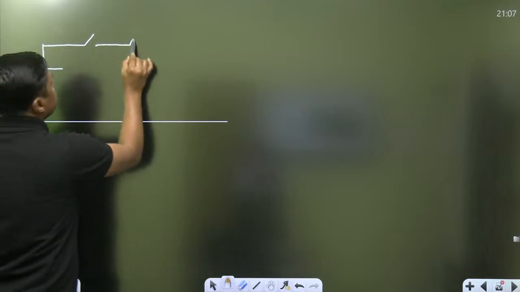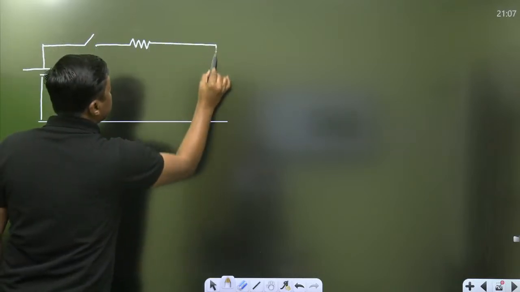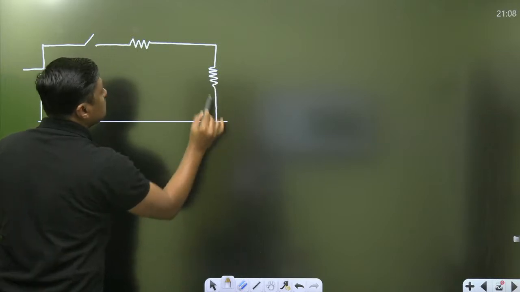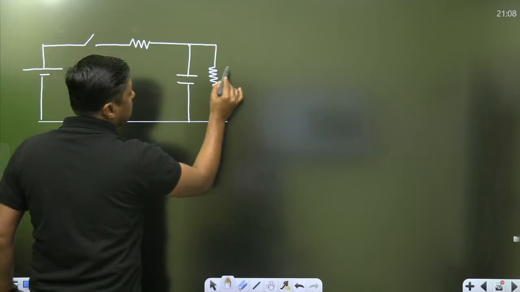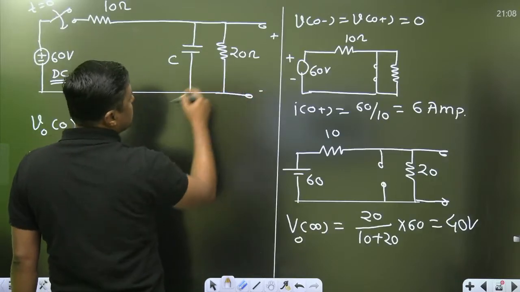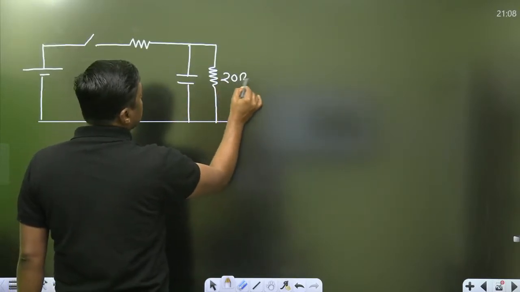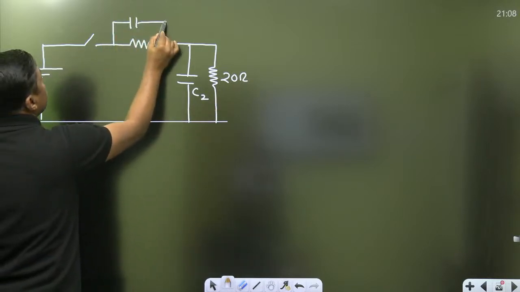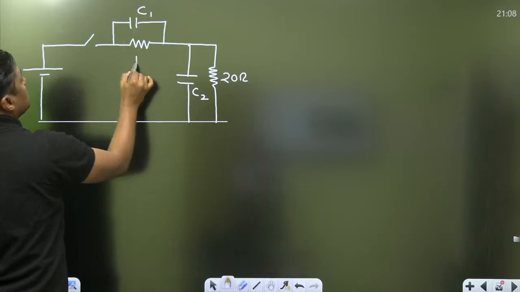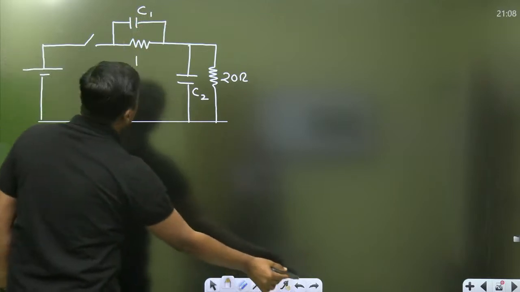This is the key. Again, there is a capacitor connected here. Now, this is the value. Try to understand. This is the 20 ohm, this is the C2. I am having one capacitor here, C1, and this is R1, that is the 10 ohm.